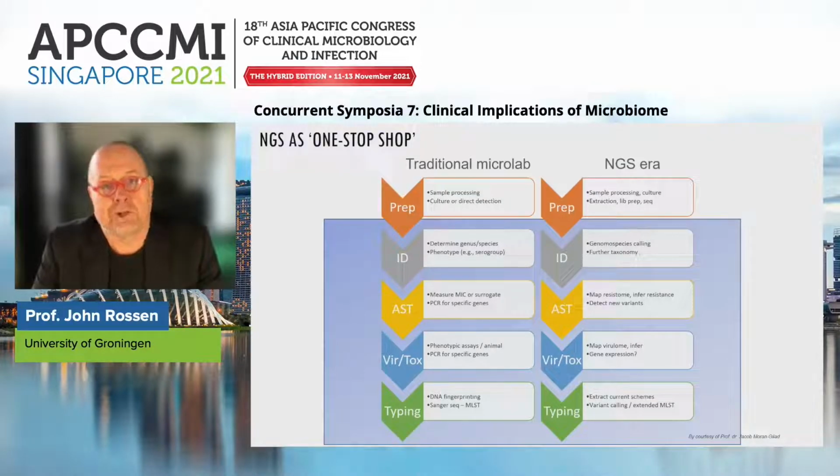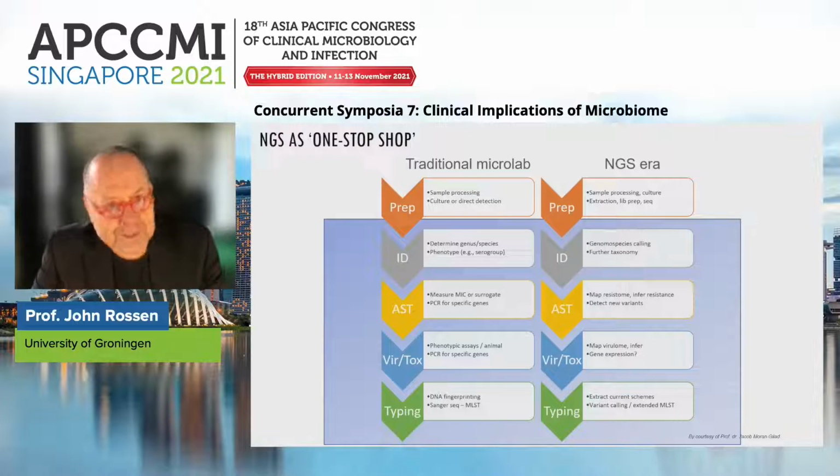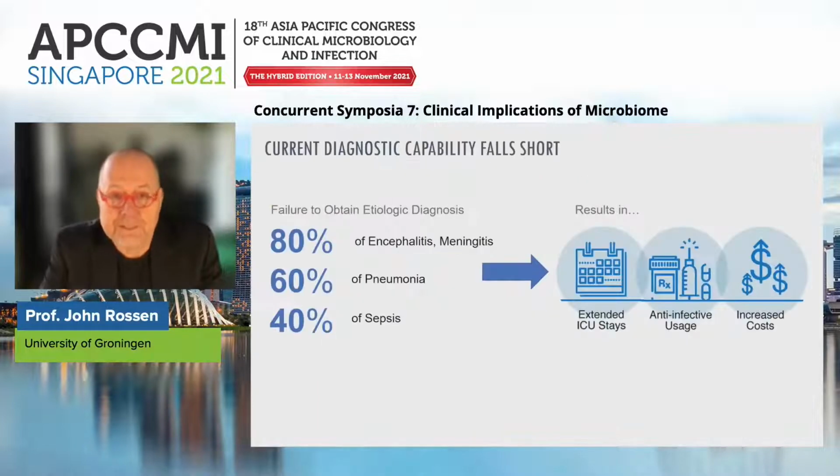The different steps of next generation sequencing are quite similar to the steps that we perform in the traditional micro lab. So we start with preparing the samples, and then we can use next generation sequencing for identification of all pathogens, for antibiotic susceptibility testing or predicting the resistance against antimicrobials. We can also use it for the detection of virulence and toxin genes, and we can use it for typing. I will not speak about typing because I do that in another presentation later during the meeting.